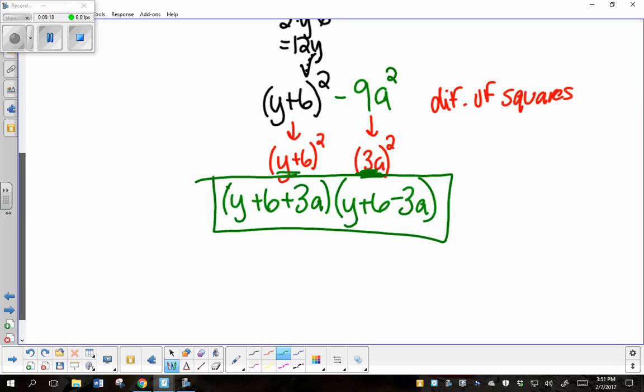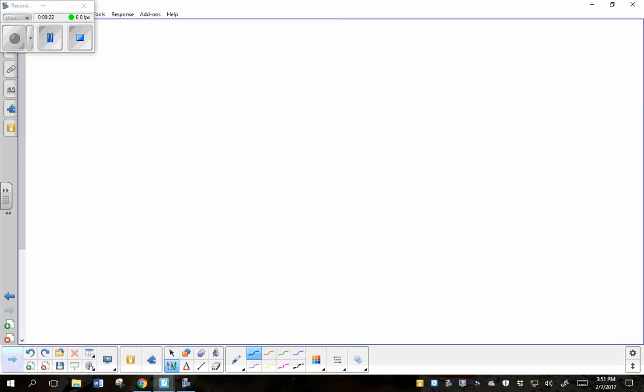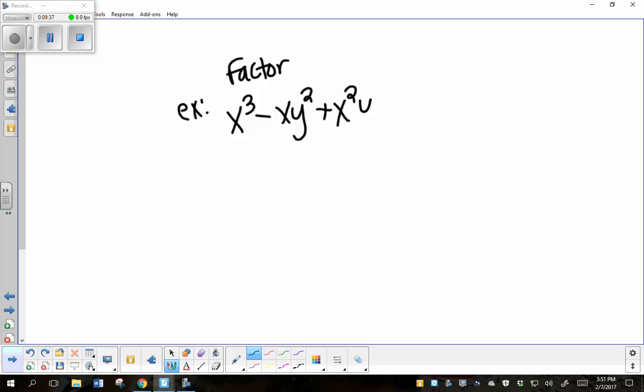All right, one more together and then 2 to try on your own. So for our last example together, we're going to factor x cubed minus xy squared plus x squared y minus y cubed. So I've got a 4-term polynomial here.